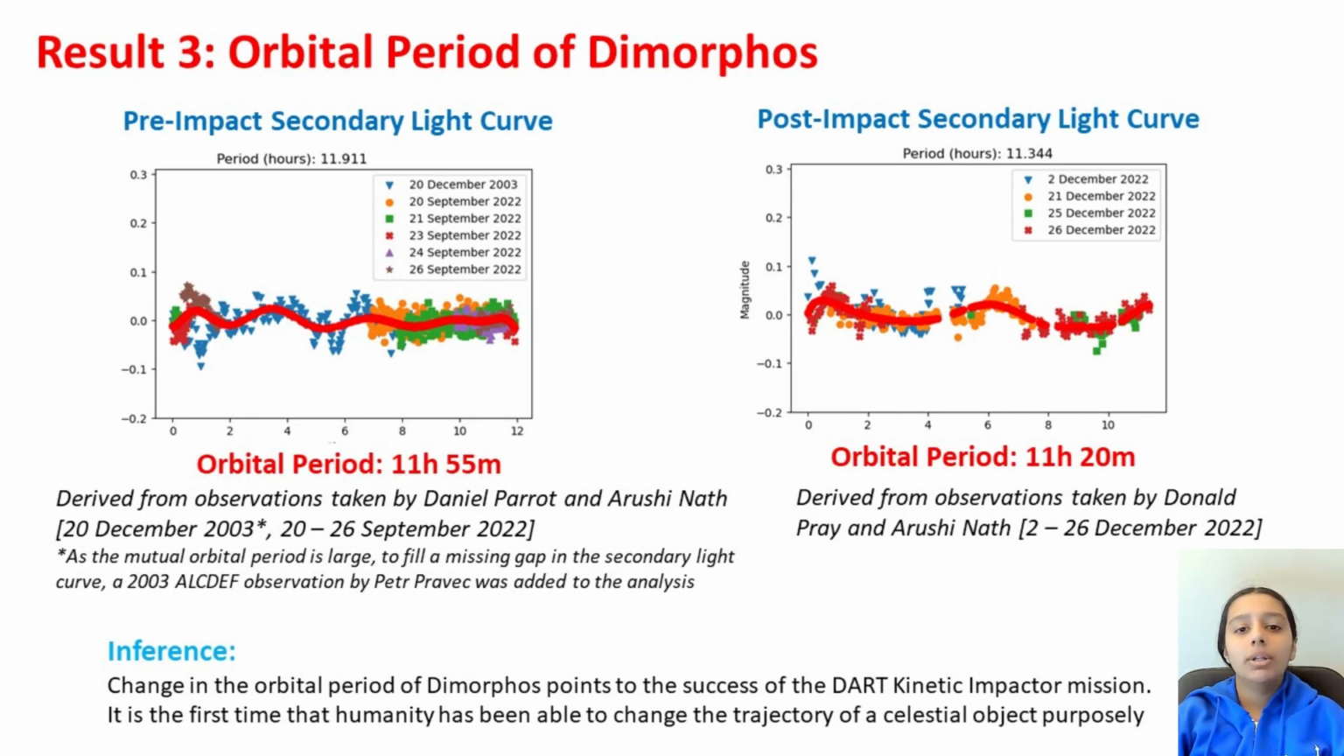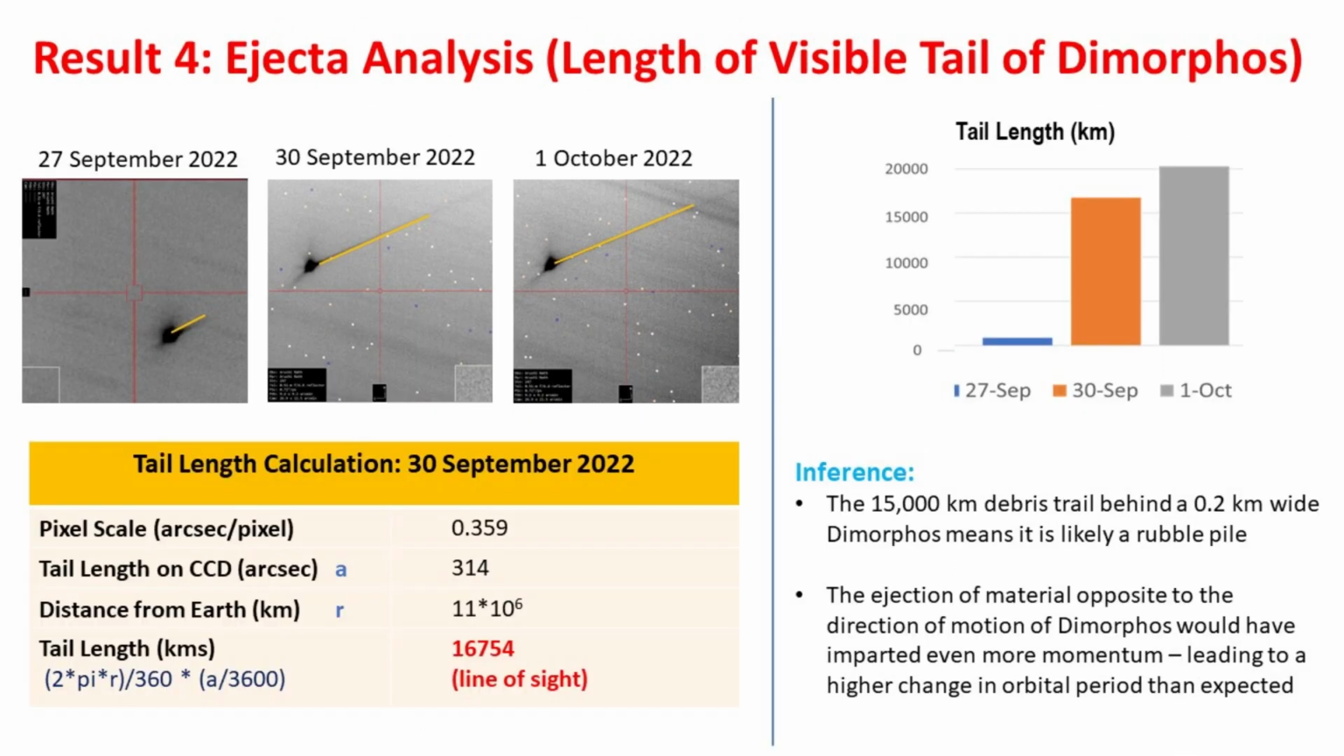Third result, I was able to find the orbital period of Dimorphos, before and after the impact. I measured a decrease of 35 minutes in the orbital period after the impact. This shows that the DART mission had been effective at changing the orbital period of Dimorphos. Fourth, I measured the ejecta coming right out of Dimorphos right after the impact. I saw the ejecta had a length of over 15,000 kilometers, which meant Dimorphos was likely rubble.